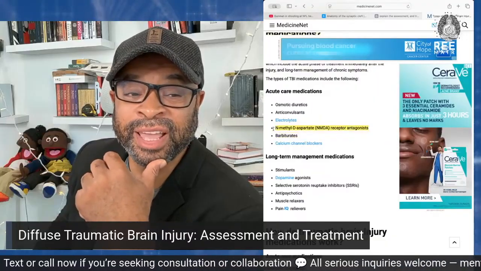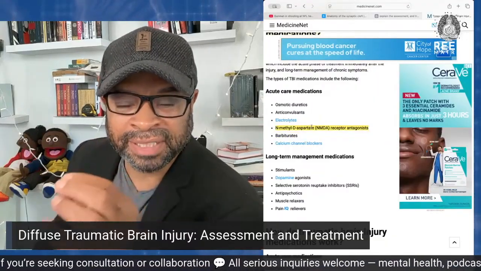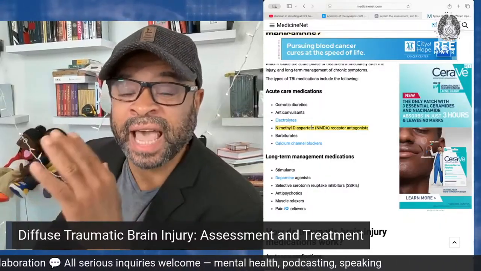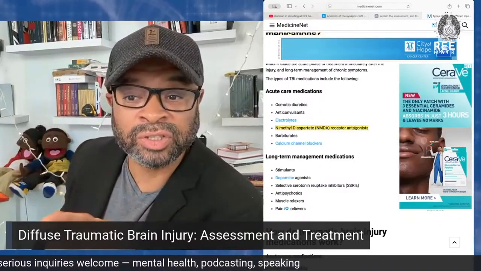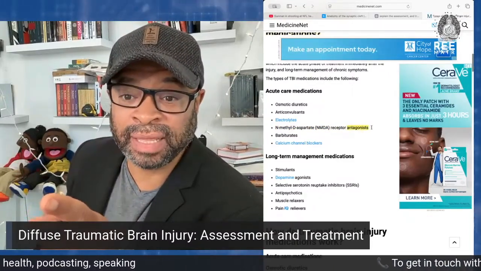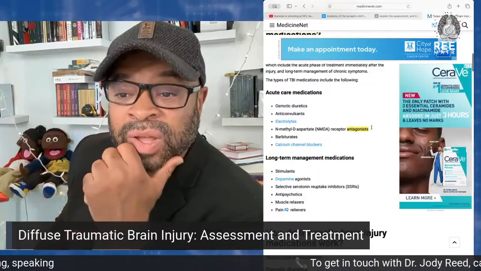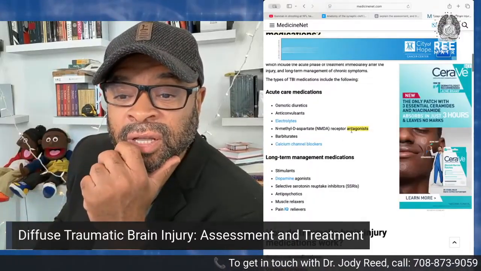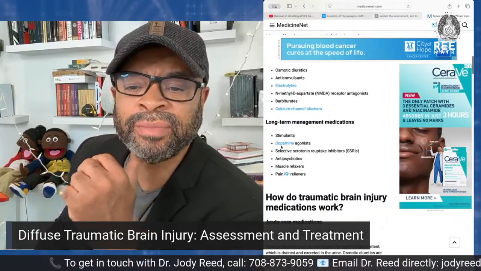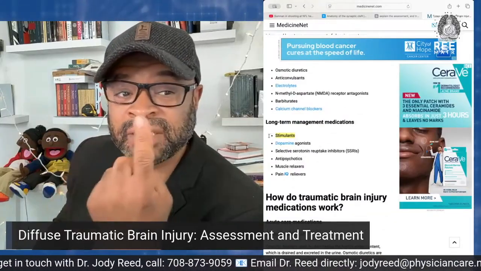NMDA receptor antagonist. NMDA is a type of glutamate receptor, and glutamate is excitatory. So they want to not use anything that's going to excite glutamate, because that's going to make it more hyper. We want to reduce it. So barbiturates, I wouldn't use those. Long-term managed stimulants, because you may need to stimulate the frontal lobe.